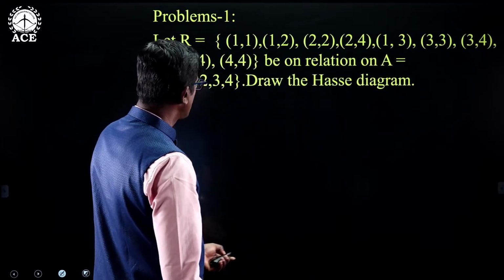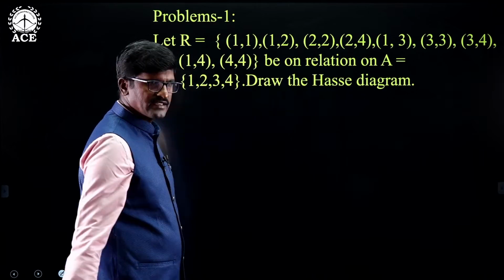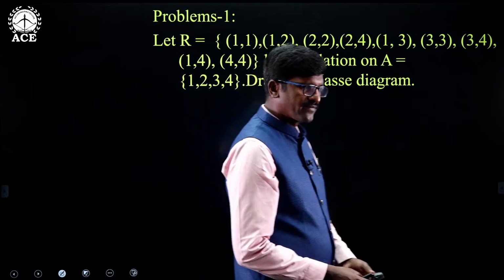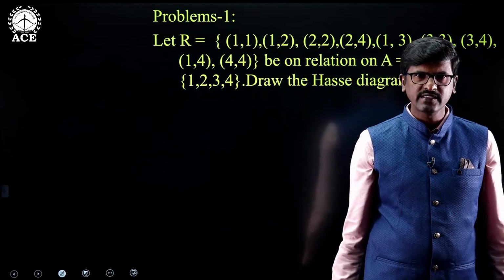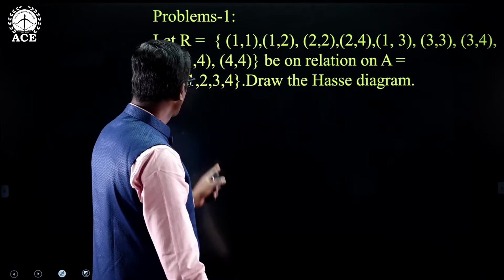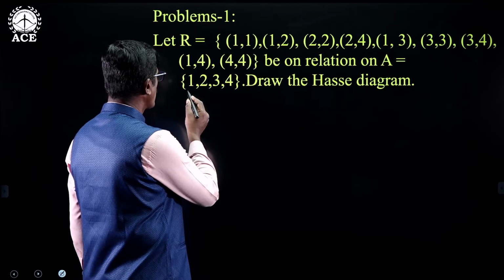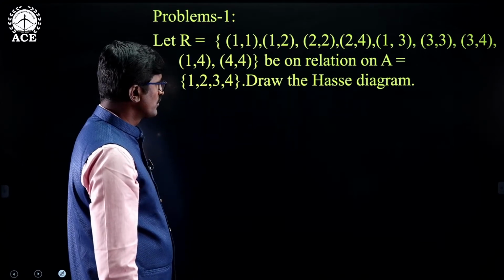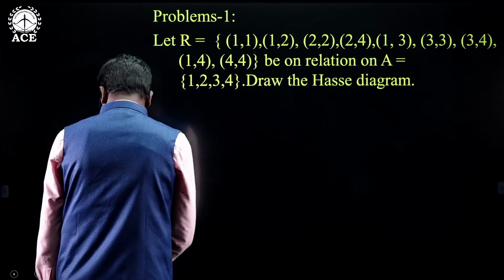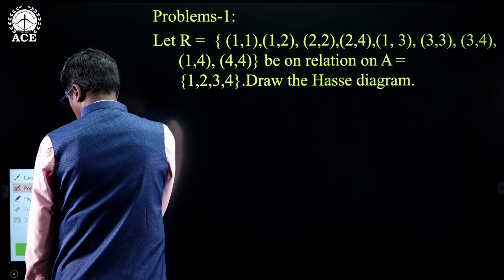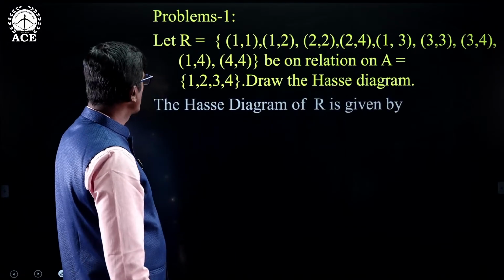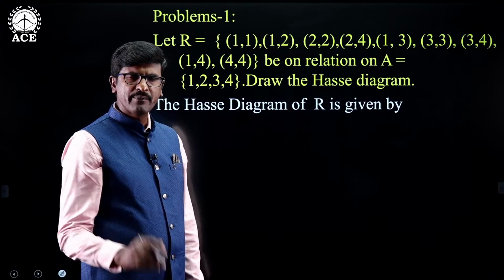So here I am taking some relation. What type of relation is it? It must be a partial ordering relation. If R is a partial ordering relation, then only you will be able to draw the Hasse diagram. So whatever relation I have taken, that is the partial ordering relation defined on the set A equal to {1, 2, 3, 4}. Now we are going to draw the Hasse diagram for it by using the three conventions. Convention number 1, every vertex will be represented with dot.